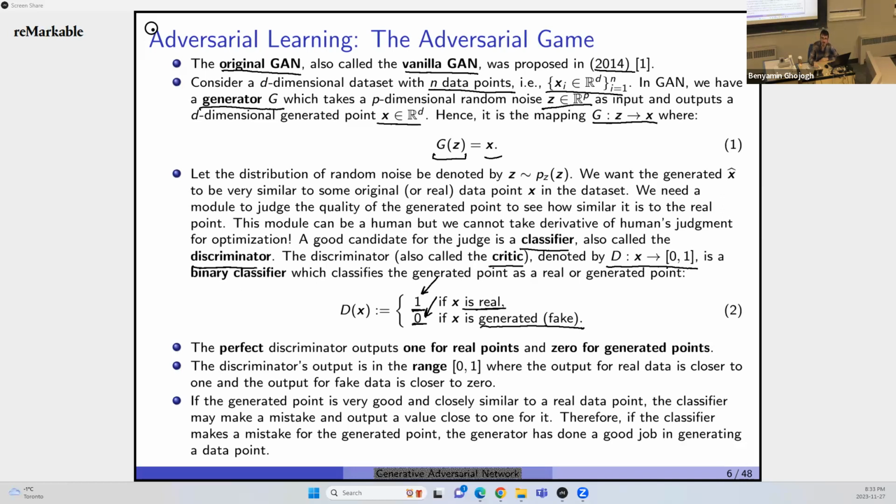Sigmoid, right? So we use sigmoid for them. And now you tell me, if D is working very well, for real data, it gives you a score close to 1. And for fake data, it gives you a score close to 0, right?